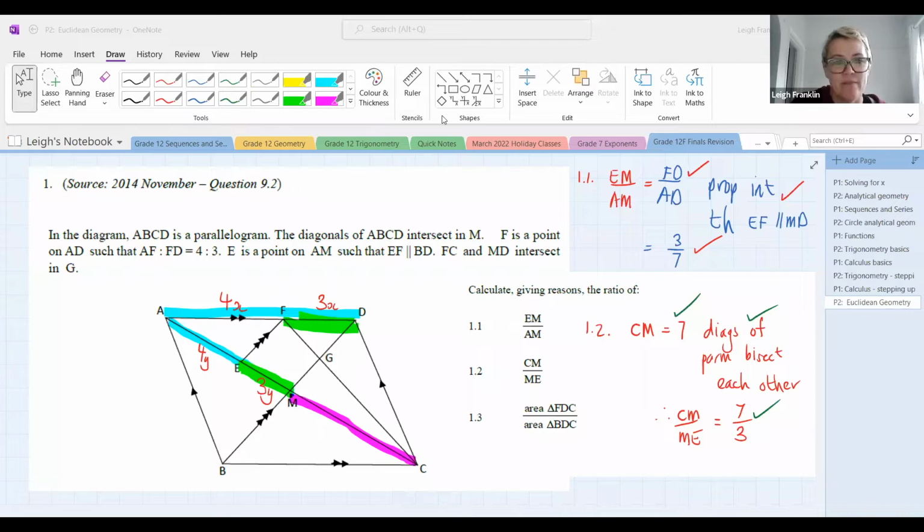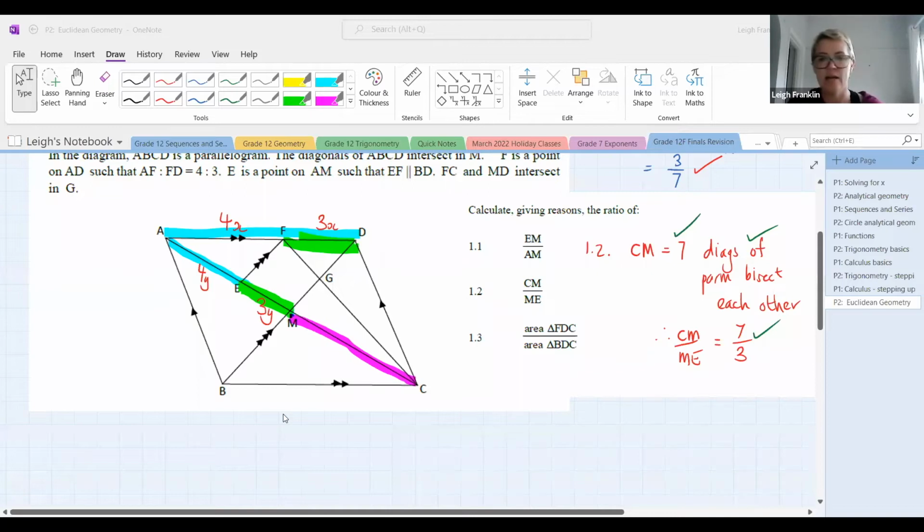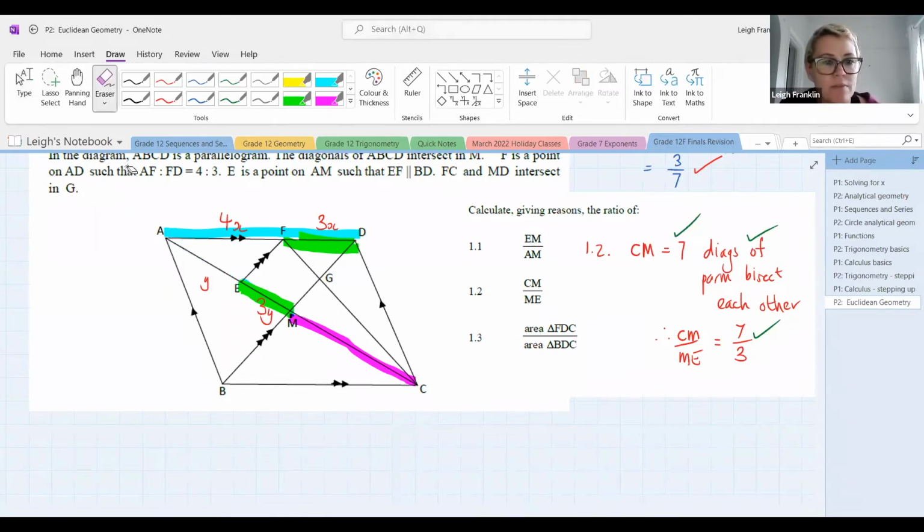Thank you. Okay, lovely. Now that we've managed to do those two, let's have a look at question 1.3. Something that does come up on a regular basis. They want us to calculate the area of one triangle over the area of another. So what I'm going to do now is erase everything that I've got here, and highlight the triangles. So FDC is this guy over here. There's FDC, and BDC is this guy here.